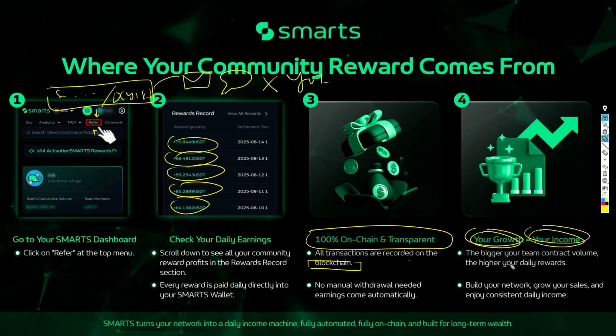Okay. So build a bigger team, so that your contract volume will get higher, and you get better daily rewards. Build a strong network, grow your sales, and enjoy consistent daily income. That's all Smart is all about. Okay. So moving on right ahead.